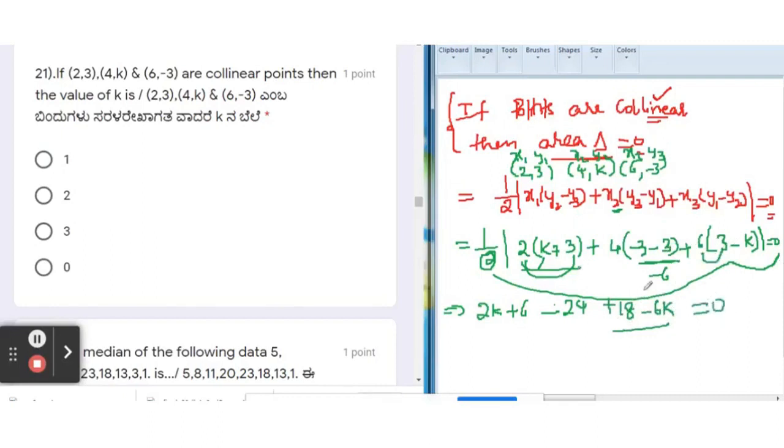2 into 0 is 0. Here 2k minus 6k, how much is 2k minus 6k? Minus 4k. 6 minus 24 minus 18 will become 0. Okay, is equal to 0. Minus 4k is equal to 0. Obviously k will also become 0. The value of k here is 0. D is the correct option.